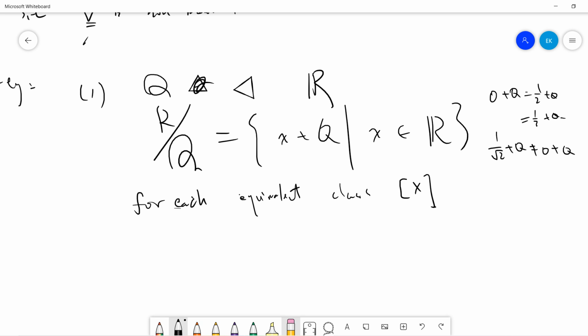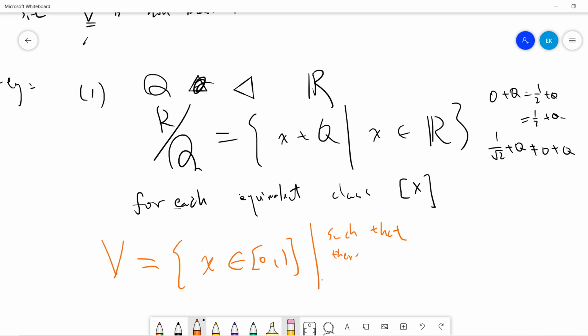Now I create a set called V. V is defined to be the set of x in 0 to 1 such that x is exactly one representative of R mod Q. There is exactly one representative of each class of R mod Q.